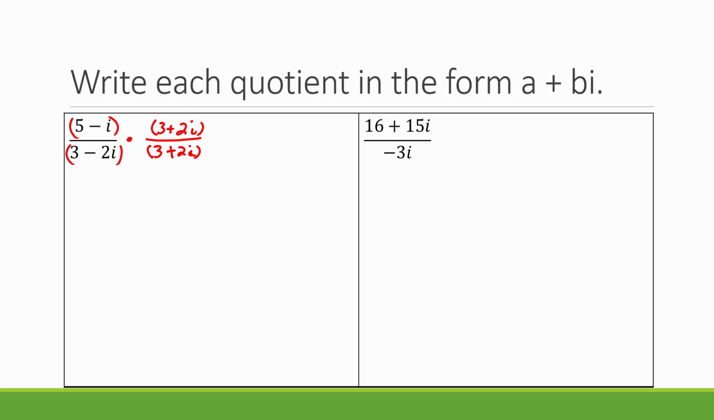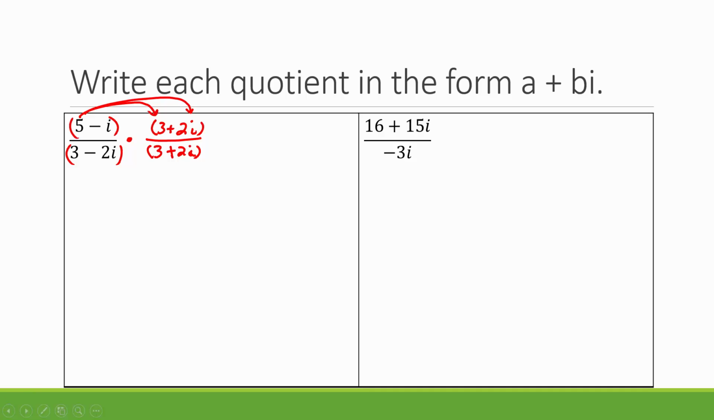So I will distribute the 5 to each one of those terms in the second parentheses there, which gives us 5 times 3 is 15. 5 times 2i is 10i. And then distribute the negative 1i to each one of those. So we'll change both of those signs, become negative 3i. And negative 1i times 2i, negative 2i squared.